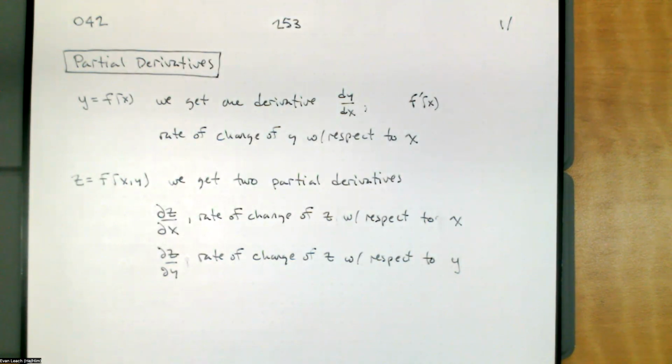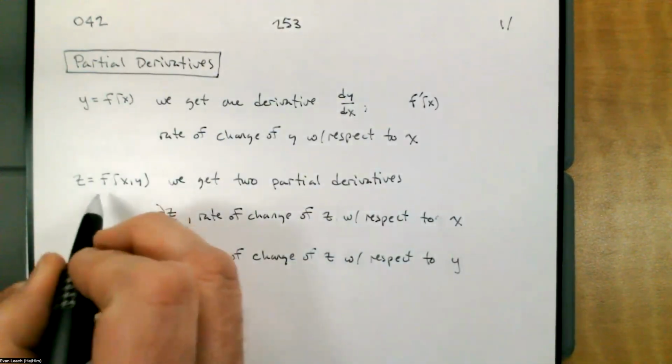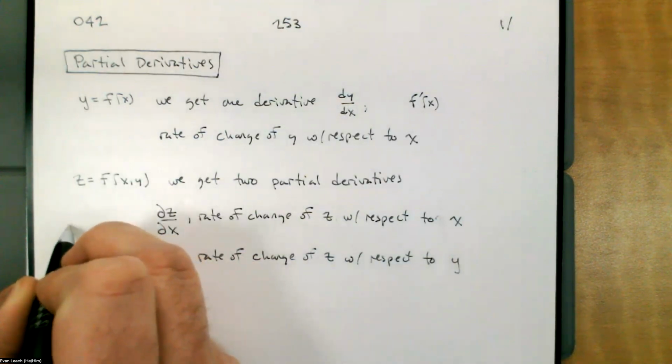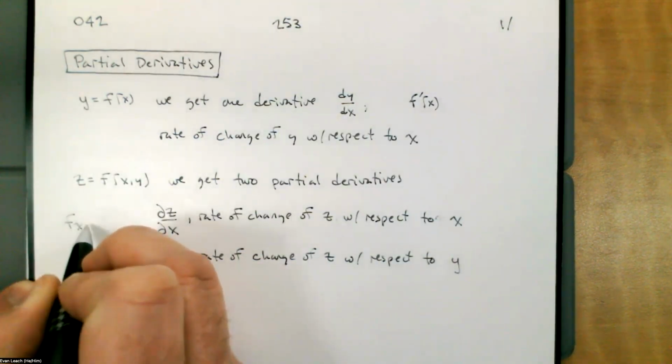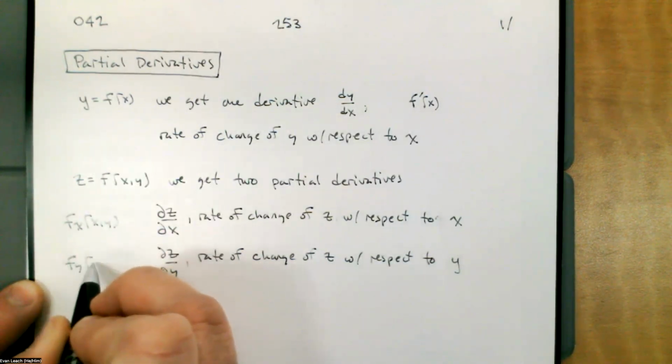In this case, we can't use prime notation because we have two different with respect to. Change of z, yeah, but with respect to x or with respect to y. Prime is not going to tell you. So our notation for dz dx, if z is a function f of x y, we use a subscript: f x at x y and f y at x y.